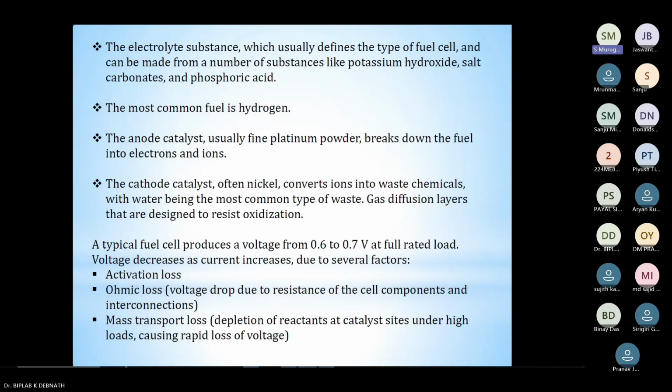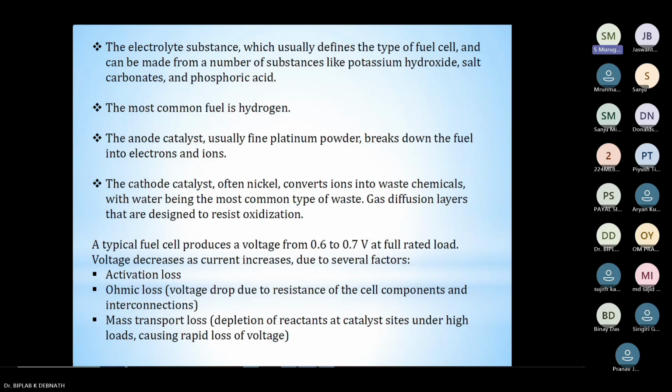So here, of course, the electrolyte substance usually defines the type of fuel cell, and it can be made from a number of substances like potassium hydroxide, salt, carbonate, phosphoric acid, like that. So as I told, the most common fuel used as of today is hydrogen.